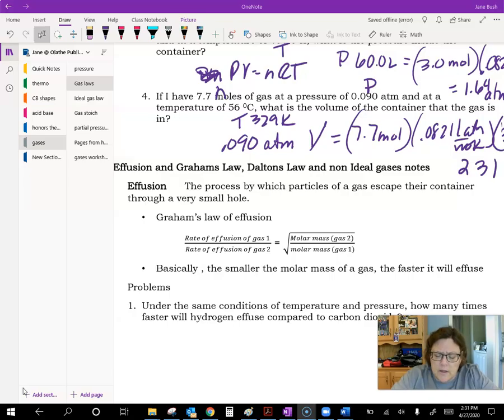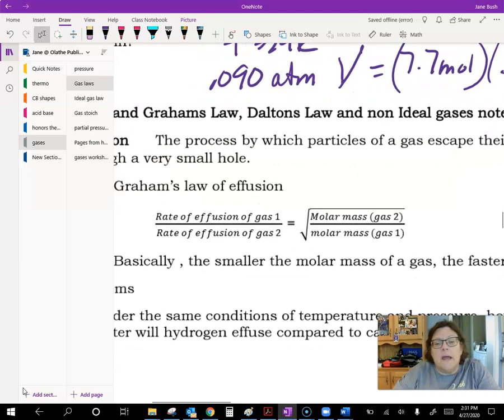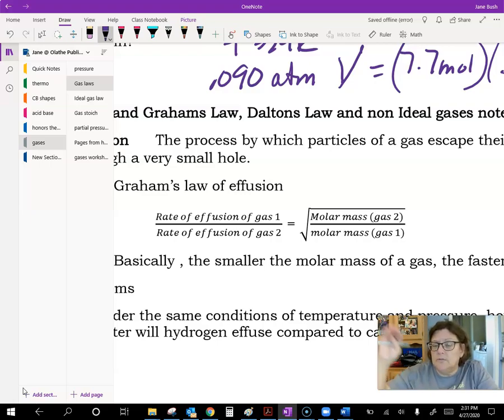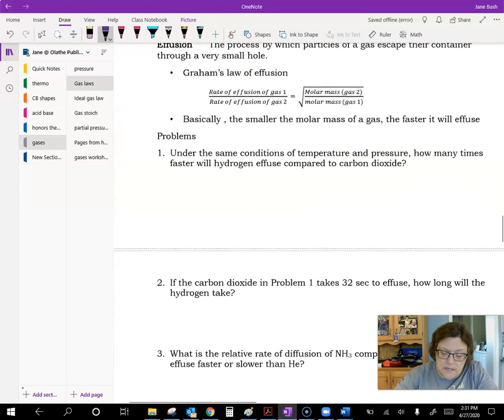All right, so the way we can figure out effusion is it's a ratio. If you know the molar masses, the rate of the effusion of gas 1 divided by gas 2 is equal to the square root of the molar masses of 2 divided by 1. And you can just plug the numbers in.